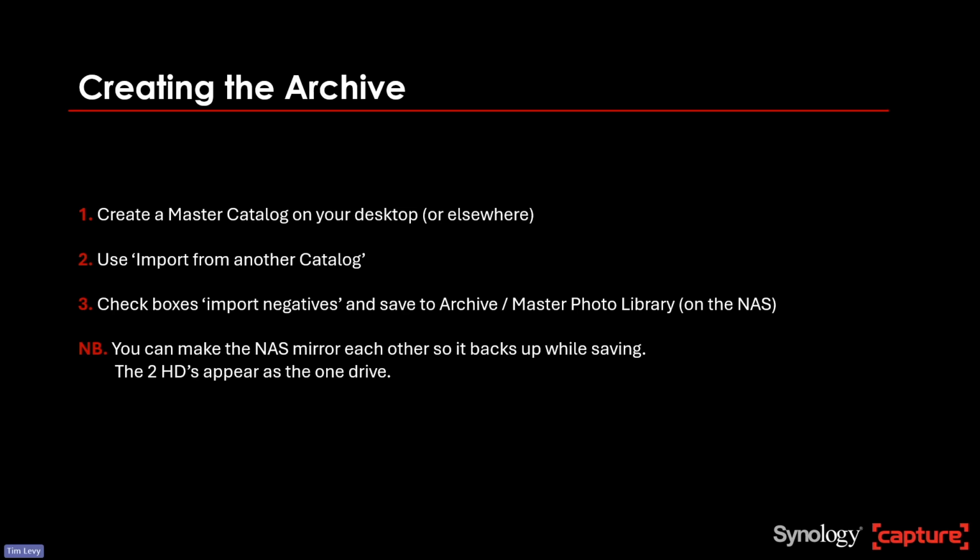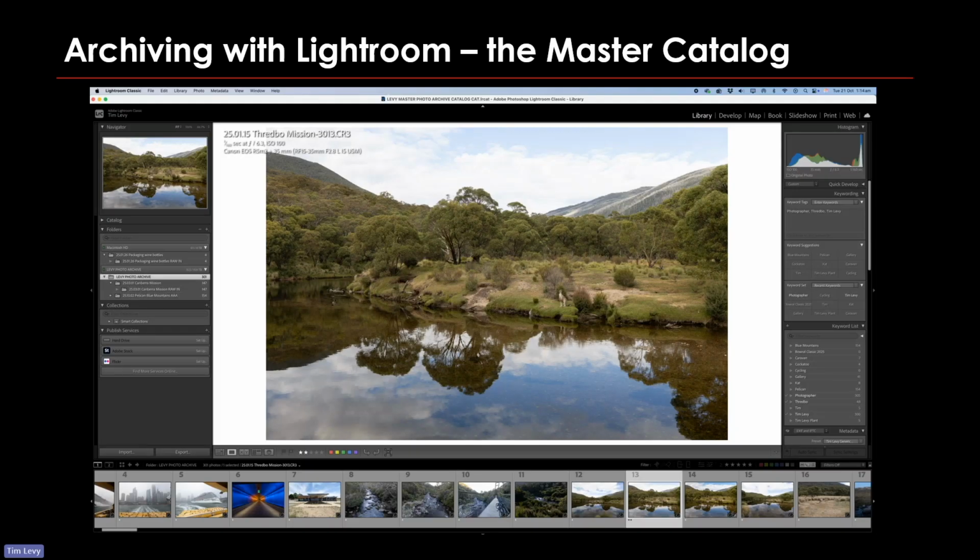What I'm saying here is I've got 2 hard drives in my NAS. If you had a 4-bay, you'd have double the storage on that with mirrored. But this is how you do it. So let's have a look at this. Okay.